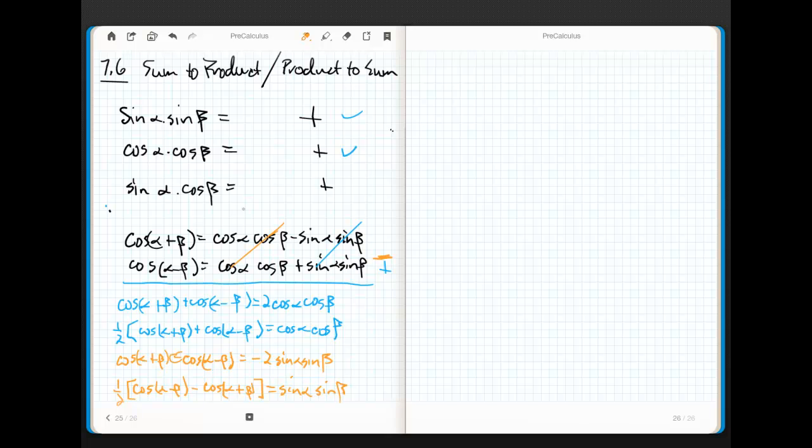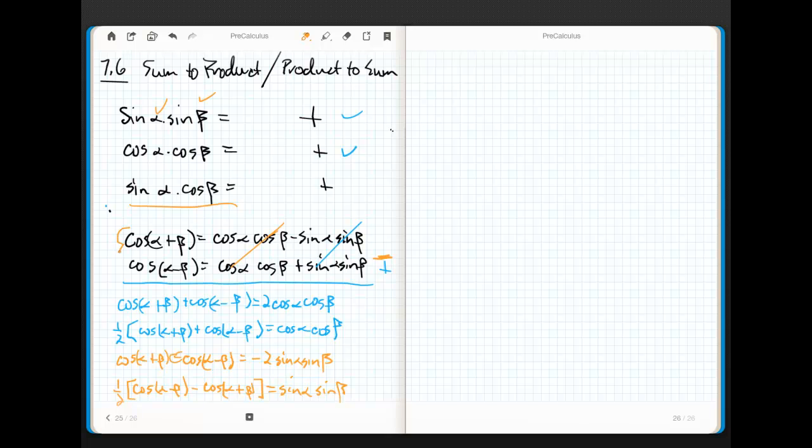Now, think about what you might want to do to figure this guy out. I'm not going to do it, but think about, is there a sum and difference formula that produces a sine alpha cos beta? Or really a sine beta cos alpha? Either way, it doesn't matter. Basically what they're saying is alpha and beta are two separate angles. I've got a product and I want to turn it into a sum.